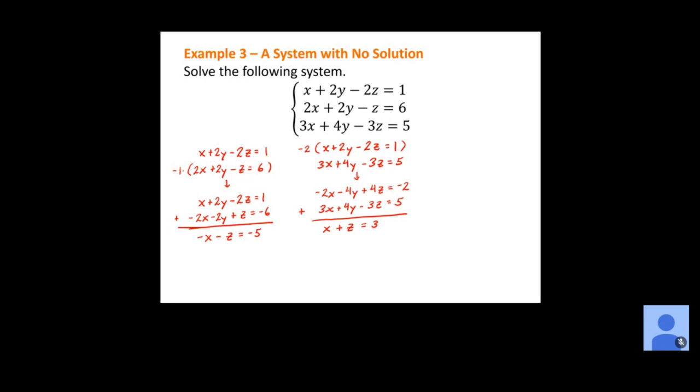Any questions on this step? All right, so now what's our next step going to be?